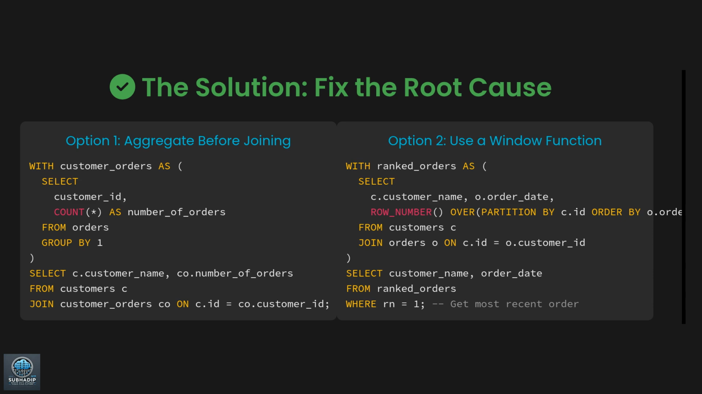Instead of using distinct, investigate why you have duplicates. If a customer has many orders, a direct join will create a row for each order. If your goal is to get customer-level information, you should aggregate the orders data before joining it to the customer's table. Alternatively, if you need to select one specific row per customer, like their most recent order, a window function like row number is a much more explicit and often more efficient tool for the job.